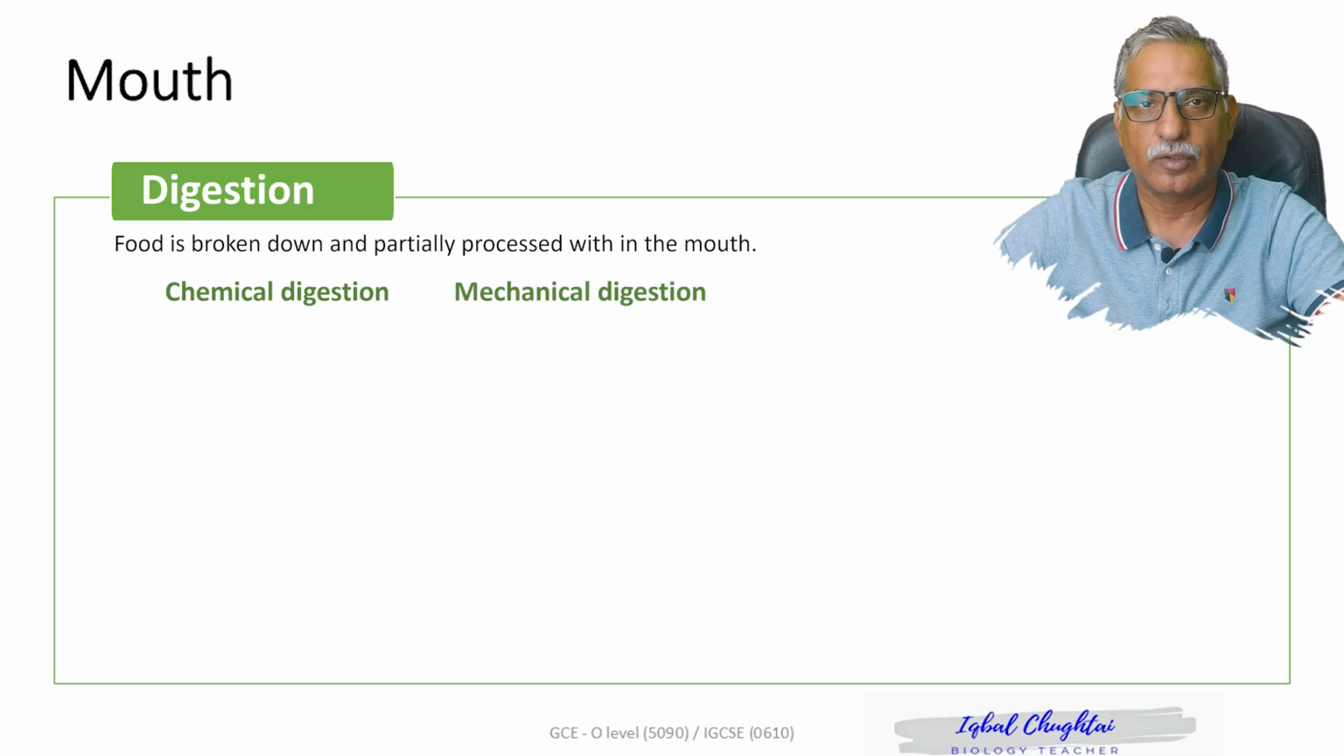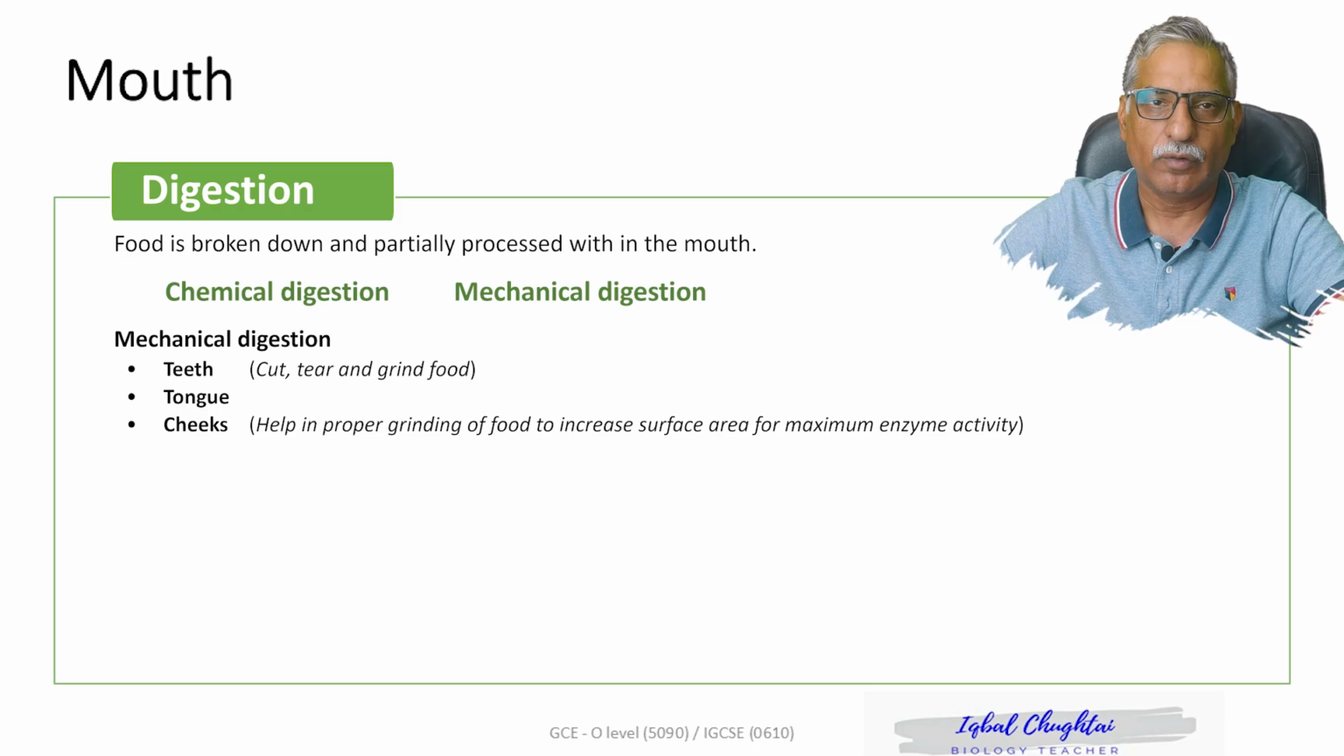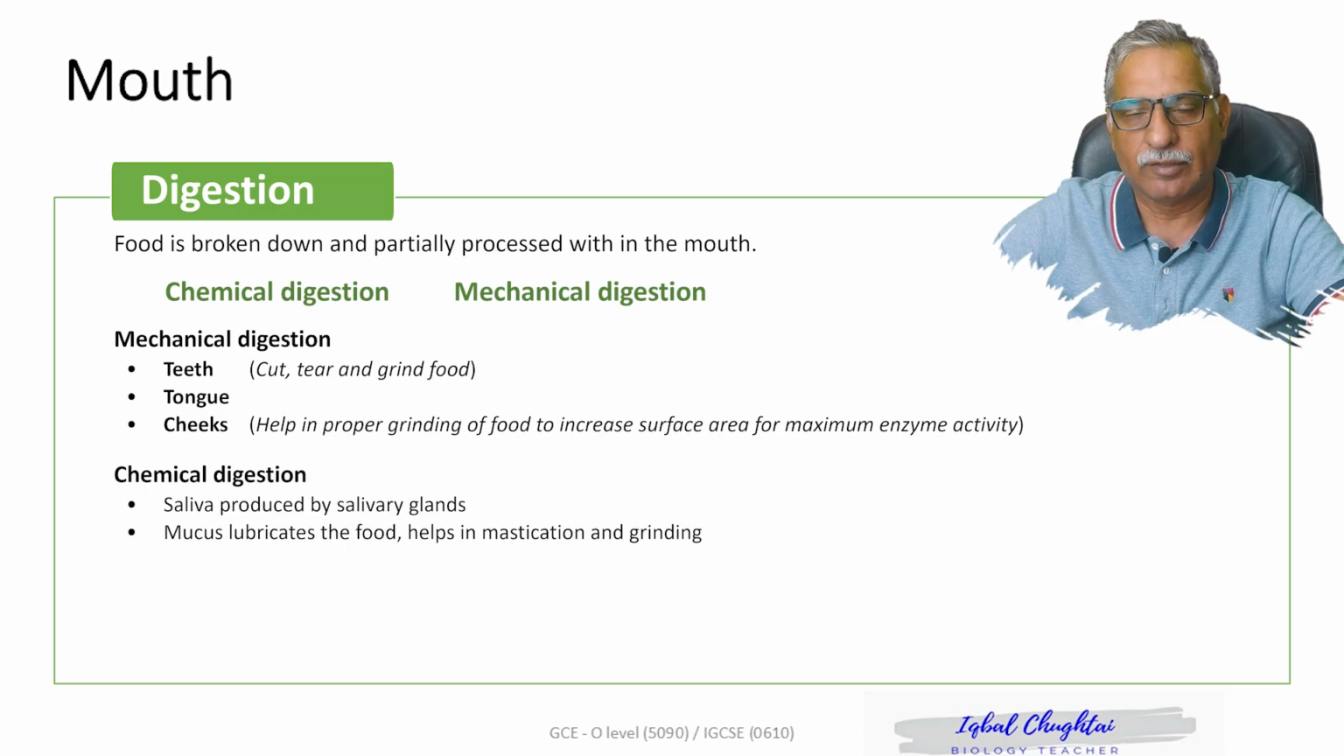First of all, we will discuss mechanical digestion, also known as physical digestion, where teeth with the help of the tongue and cheeks break down larger food pieces into smaller granule-like chunks. This increases the surface area of the food so that enzymes work more efficiently on the partially broken down food particles. So larger food particles are broken down into smaller pieces so that enzyme activity becomes very effective.